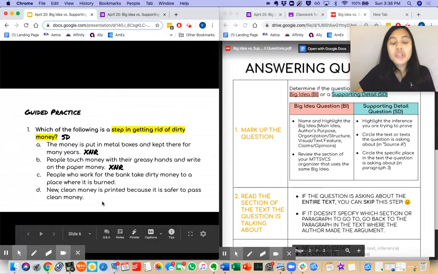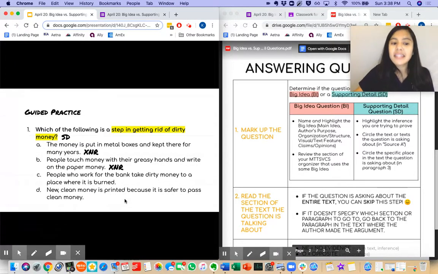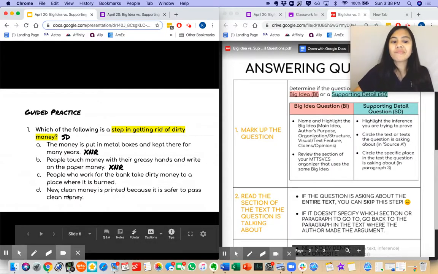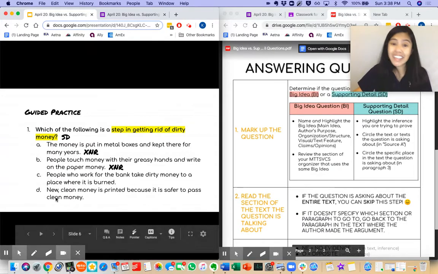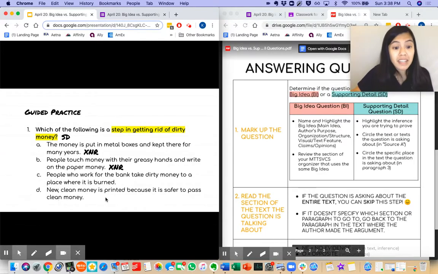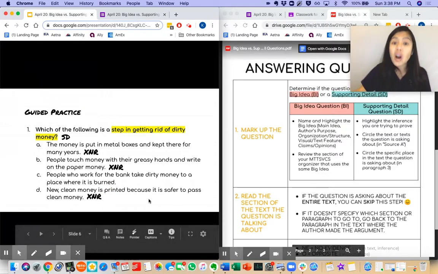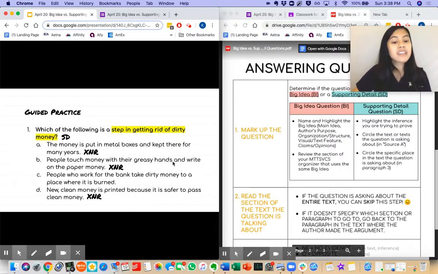D. New clean money is printed because it is safer to pass clean money. I'm tempted to select this, but friends, notice how my question was asking about getting rid of dirty money. This answer choice is talking about clean money. So this is actually also not relevant and answering a different question. It looks like my correct answer is C.